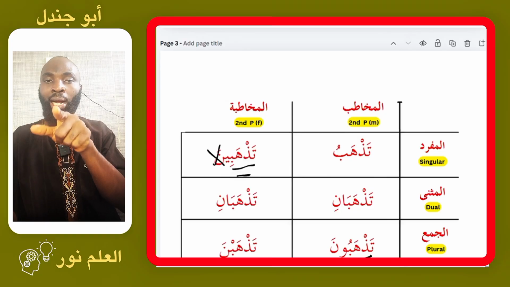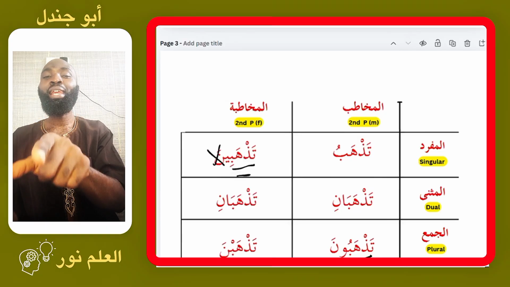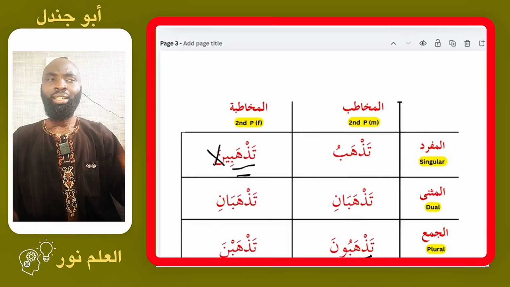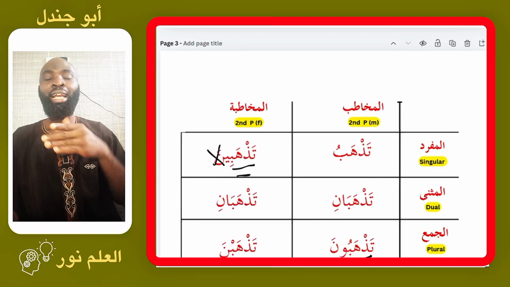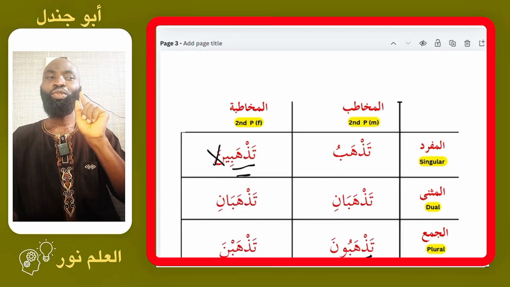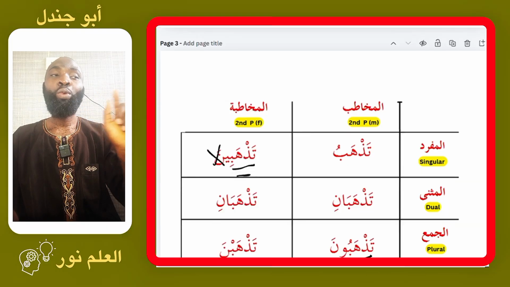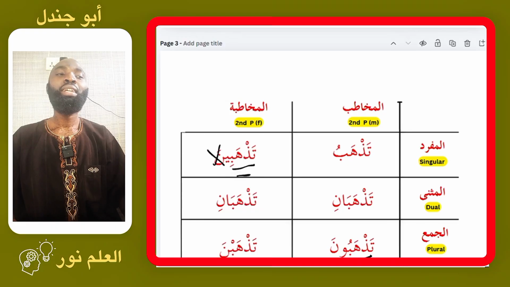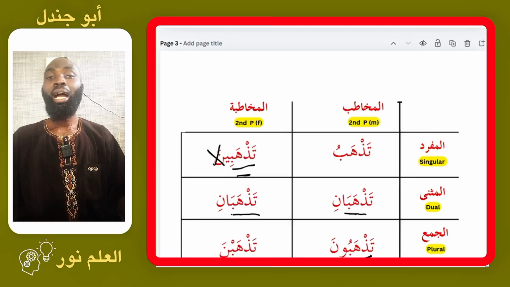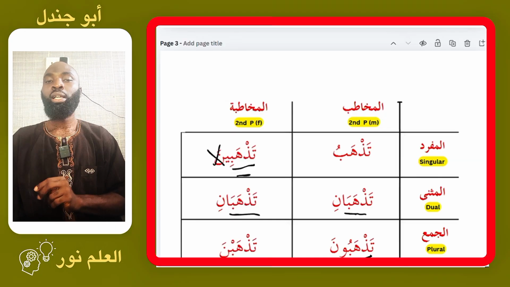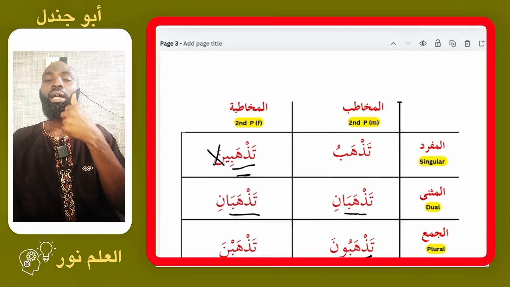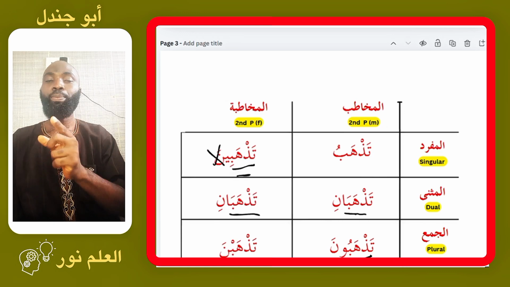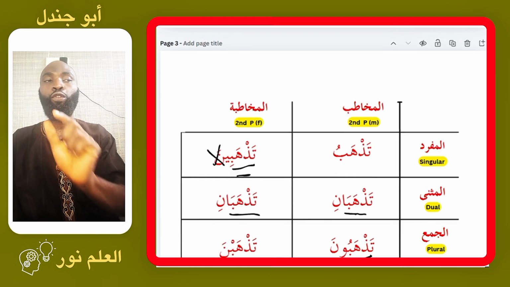If you are Aisha, I'm talking to you, I will say tadhabina, you are going. Now that I want to command you, I will replace the ta with hamza kasra and remove the nun. Finish. We are left with what? Idhabi, go. Now coming to the second one, which is the word tadhabani. These two are the same. Tadhabani, both of you are going. If you have two males in front of you or two females in front of you, you say that you both are going, which means tadhabani.